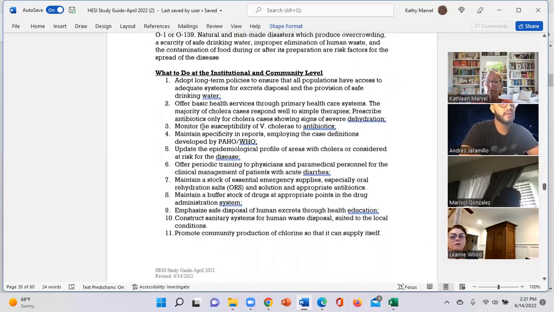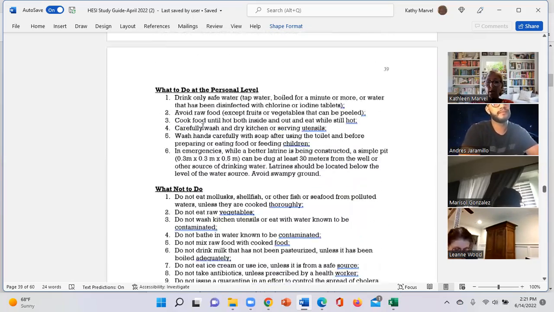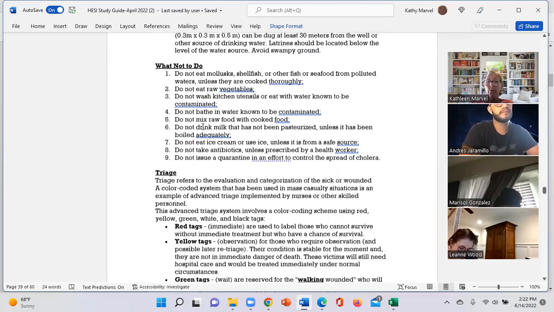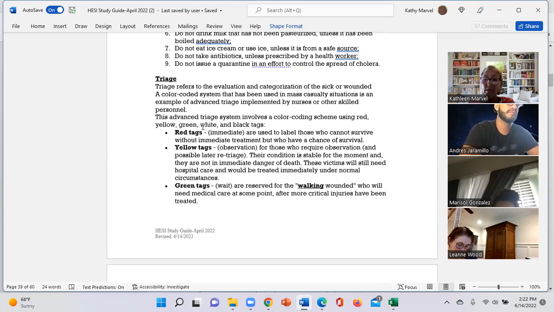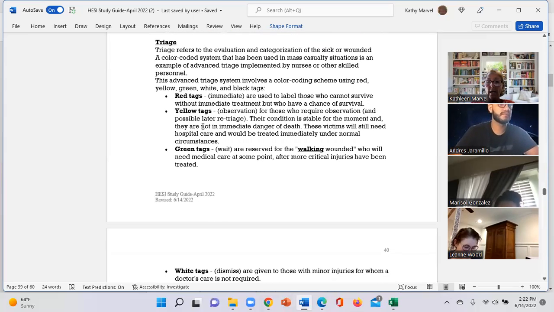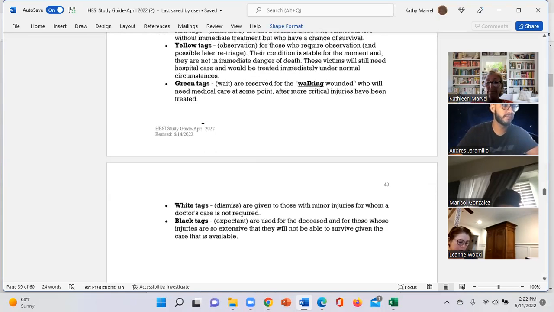This is what this section goes through. And here's what to do at a personal level, what not to do. And again, we're back to triage. We need to know about the tags. Triage refers to the evaluation and categorization of the sick and wounded. There's a color coded system used for mass casualty situations. Please have an idea of what each of the tags are. What's a red tag? What's a yellow tag? Green, white, and black. We give you the answer right here. We break it down for you. You just need to know that.